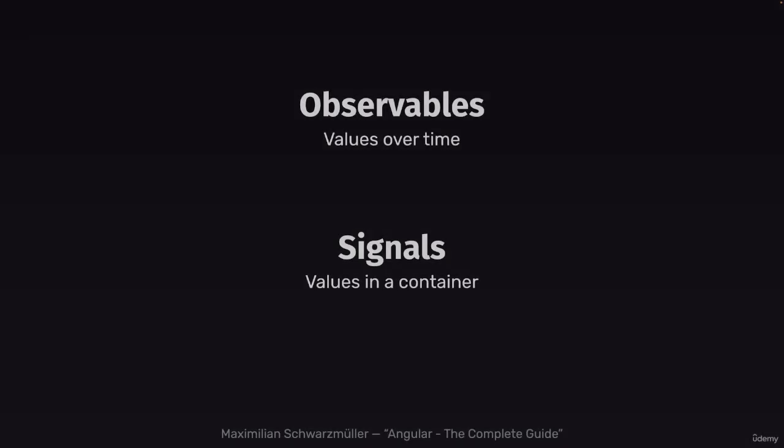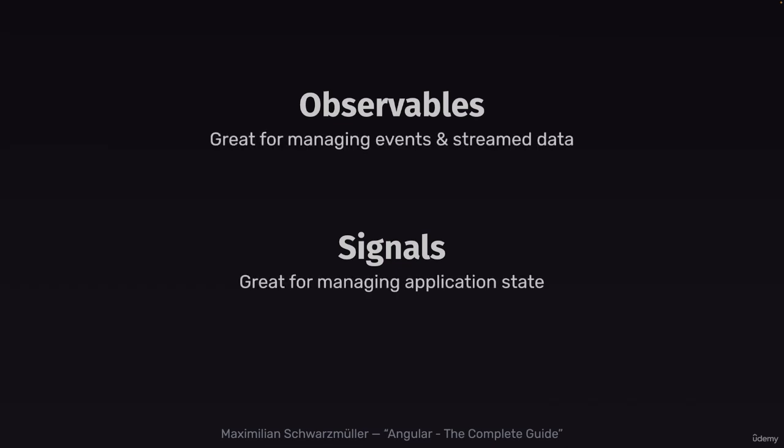And that makes observables really good for events or anything like that, where values do arrive asynchronously over time. Whereas signals can be really awesome for managing application state. So data which is set to some initial value and which then may change over time, and where those changes should then be reflected in the UI.